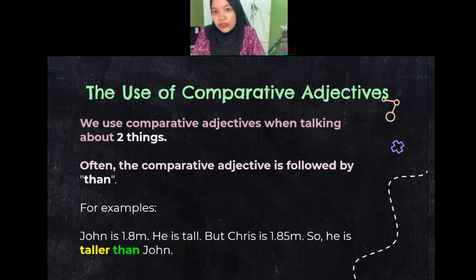We use comparative adjectives when talking about two things. Often, the comparative adjective is followed by "than". For example, John is 1.8 meters tall, but Chris is 1.58 meters. So, he is taller than John. You can see here that the comparative adjective is "taller", followed by the word "than", to show the differences between two things.